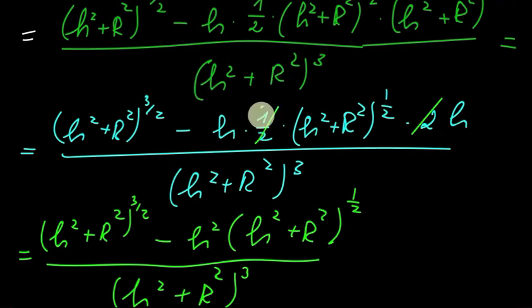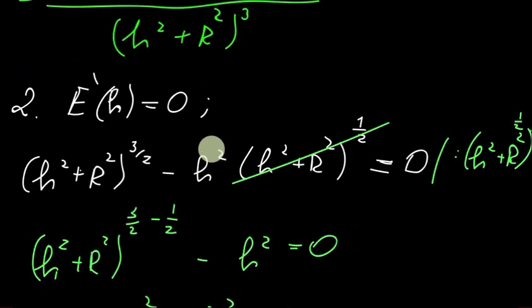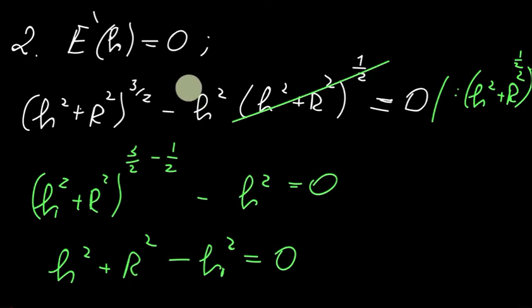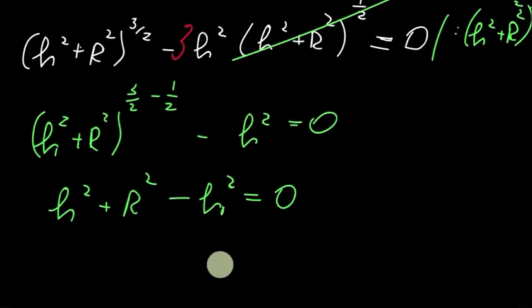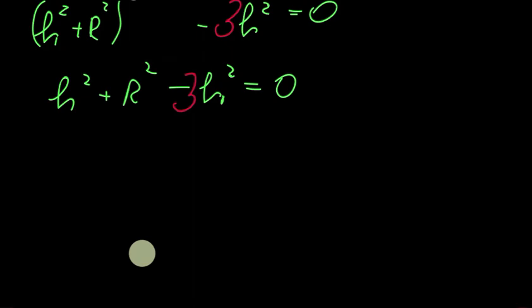Yeah, I made a mistake here. I'm very sorry for this mistake. It's 3 here, so it's also 3 here, and 3 here, and it's 3 here, and 3 here. So this will give us minus 2h squared plus r squared is equal to 0.